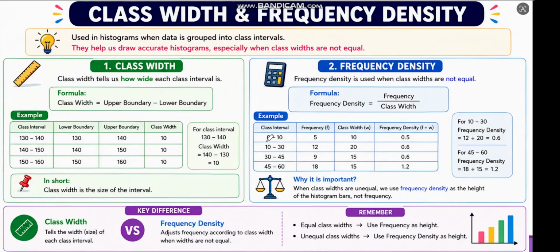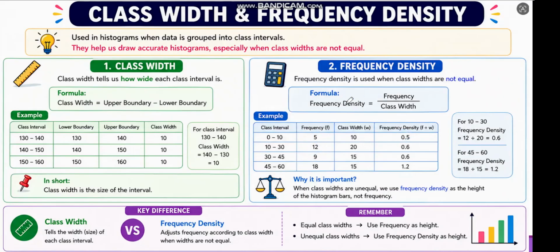For example, in the next example, you can see that the class width is not the same. This first interval is from 0 to 10, then 10 to 30, and then 30 to 45. So the class width is changing. The first class width is 10, then 20, then 15, and then again 15. So when the class width does not remain the same, we consider frequency density to draw the graph. The height of the graph depends on frequency density instead of frequency.